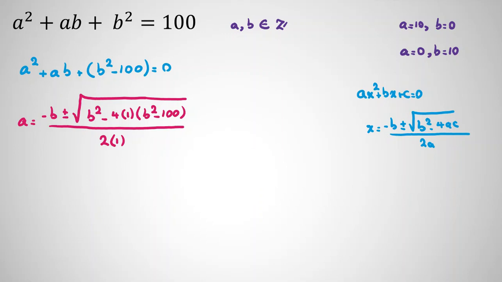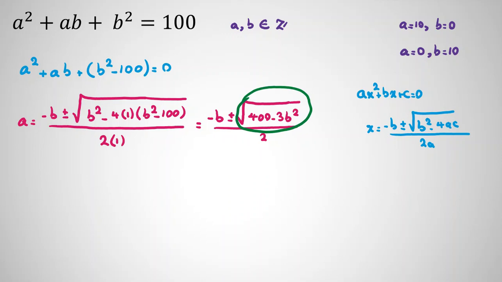Now, if we simplify in the next step, it is negative b plus or minus the square root of b squared minus 4 times b squared minus 4 times minus 100. It will be 400 minus 3b squared, all over 2. Next step, because a and b are integers, this square root should be an integer. So the inside should be a perfect square. So 400 minus 3b squared should be t squared.